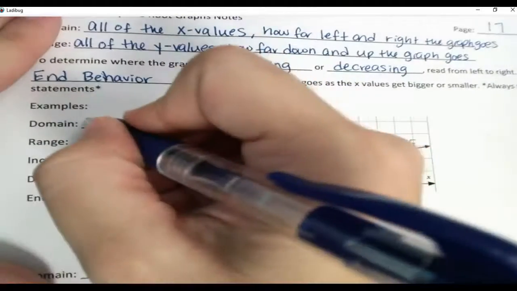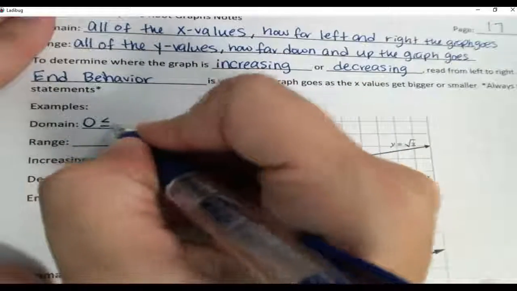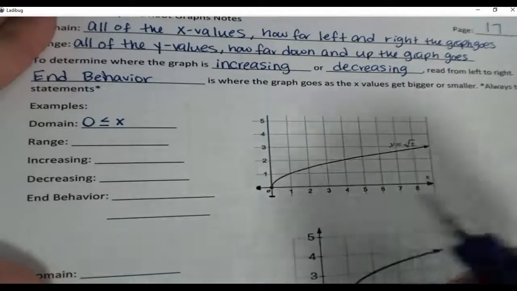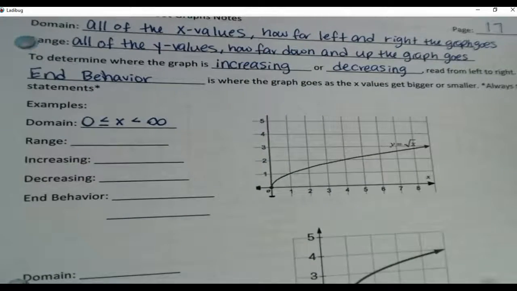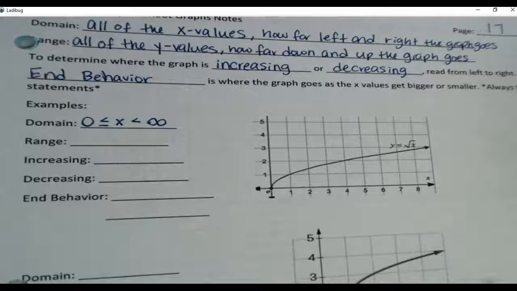So then our domain would be 0, it's a closed circle, so 0 is less than or equal to x. And then on the right it goes forever, so x is less than infinity. You could just say x is greater than or equal to 0 if you want to. You can always drop the infinities. Okay, so left it went to 0, right it went forever.